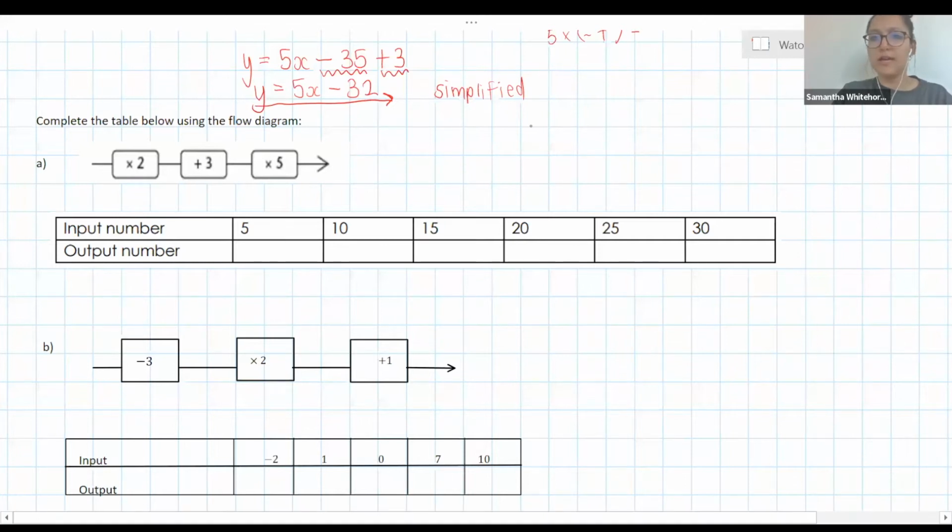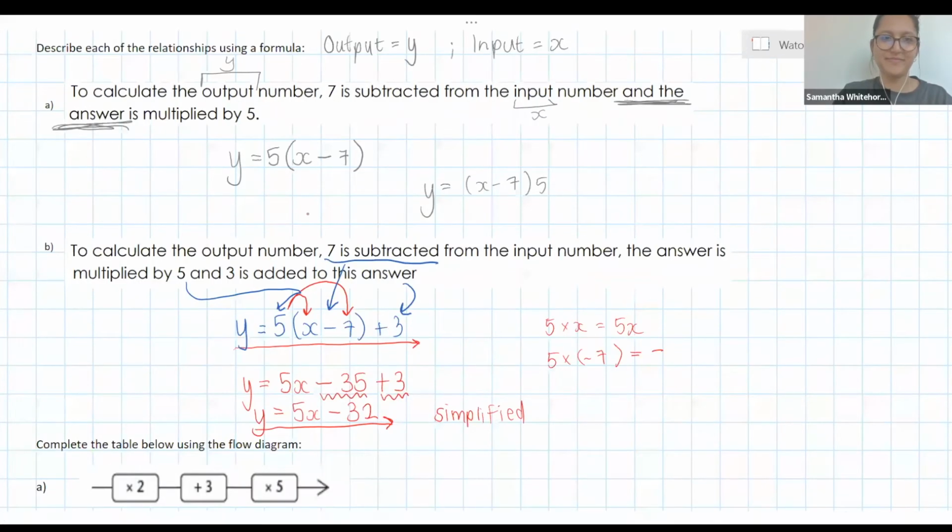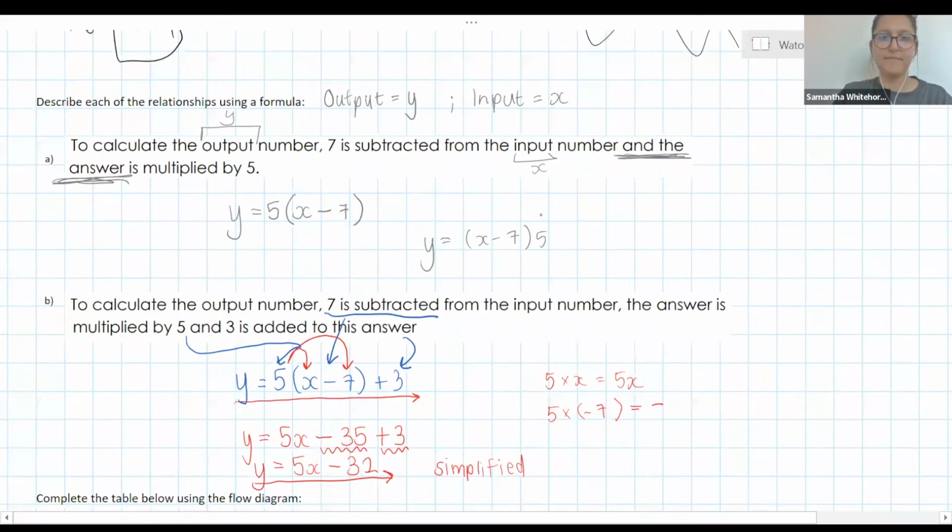Okay, Tando, I'm going to try again. Ma'am. Hi. So my question is on question B. I have two versions of what I wrote. The first one is the very same one as the one you wrote. Then my other one is y equals brackets x minus 7 brackets 5 plus 3. So I wanted to find out if both of them are correct, or is the first one correct?